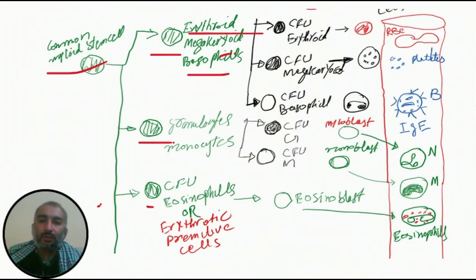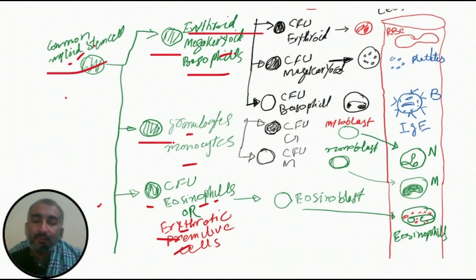Then granulocytes and monocytes. And third is colony forming unit eosinophil, the erythrotic primitive cell. This is very important, this colony forming unit erythrotic primitive cell, because from the name we think that this erythrotic primitive cell gives rise to the RBCs, but they don't. They give rise to the eosinophils. So let's study them one by one.